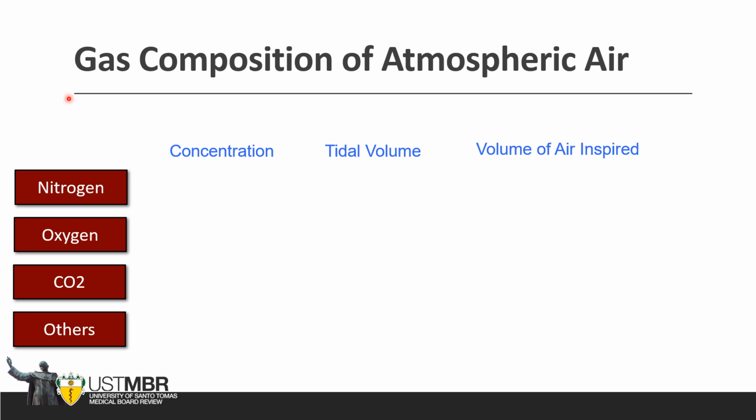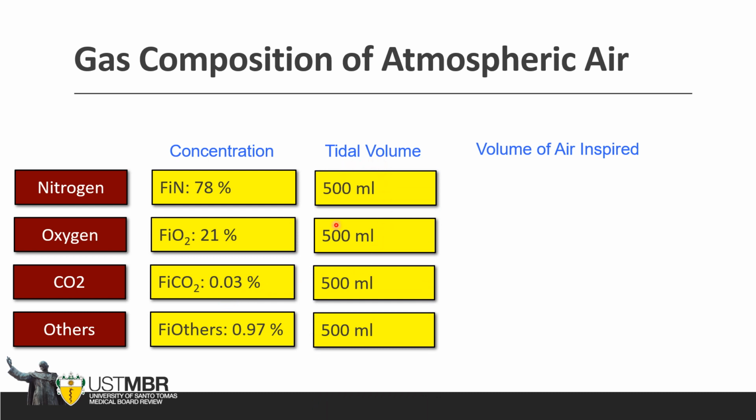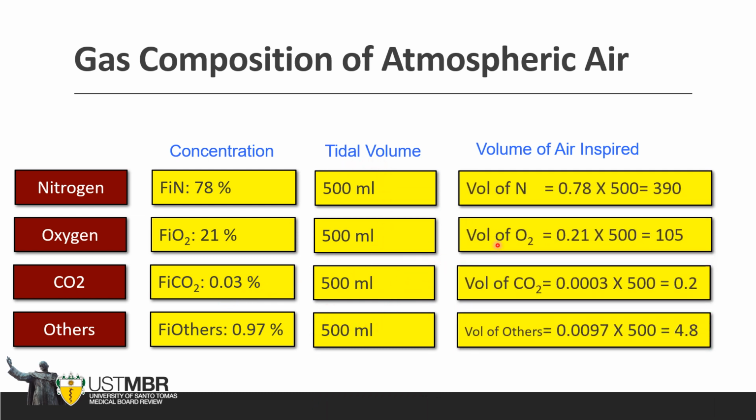So let us now discuss the gas composition of atmospheric air, which is composed of nitrogen, oxygen, carbon dioxide, and other trace gases. Here are the relative concentration of these gases. 78% is nitrogen, 21% is oxygen. Carbon dioxide is way low at 0.03%. So if we're going to inhale a tidal volume of 500 cc, 78% of the 500 cc or 390 is nitrogen, 21% of the 500 tidal volume or 105 is oxygen.